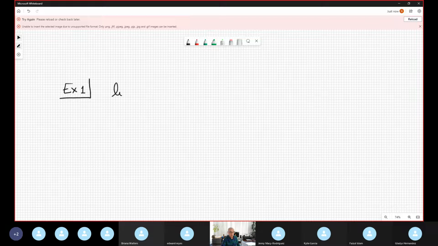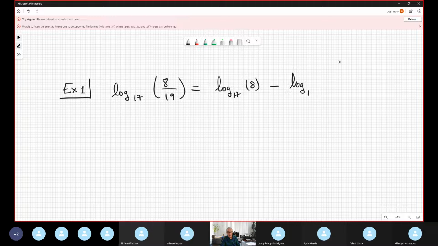You have logarithm base 17 of 8 over 19. Oh, it is division. If it is division, it is subtraction. So, you separate: logarithm base 17 of 8, which is on the top, minus logarithm base 17 of 19. Well, in this case, you can compute it if you want by calculator, but no, this is not the goal now. This is not our goal.